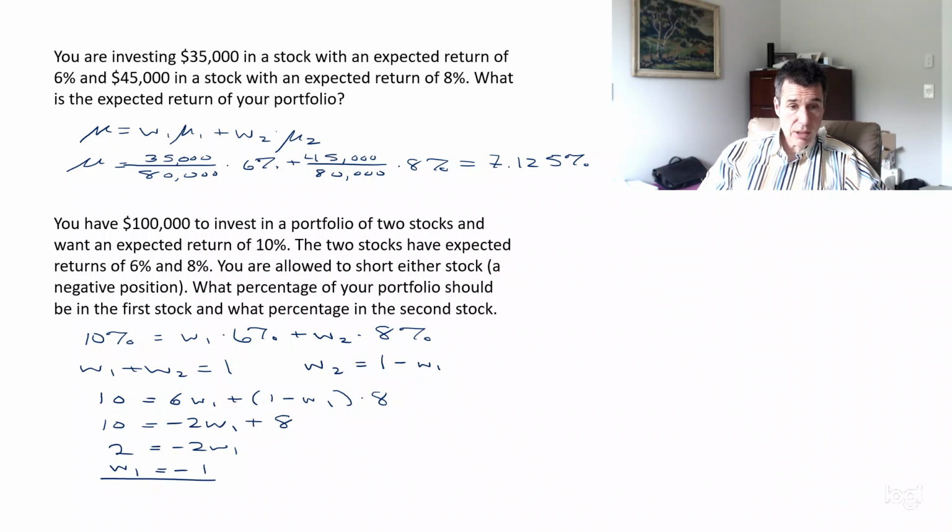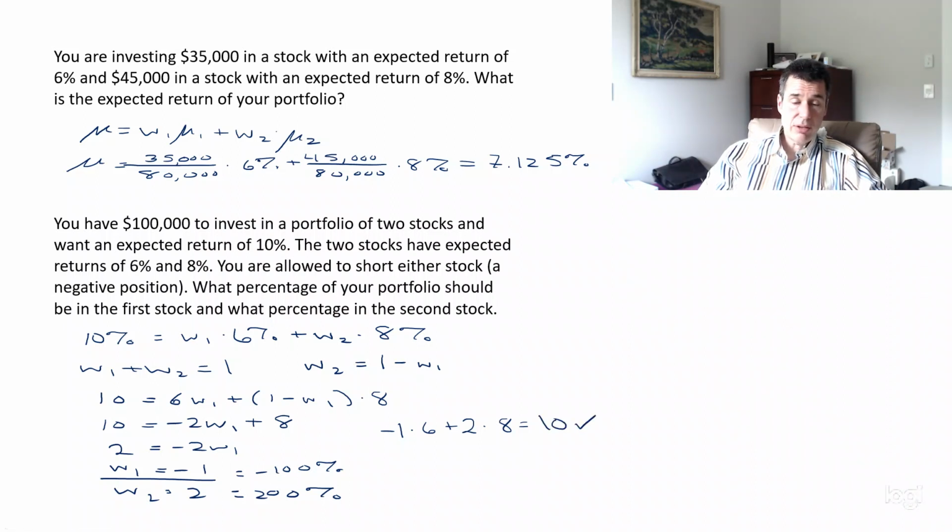When we short stock, we sell it, we receive $100,000. We're going to take that $100,000 and the original $100,000 and buy 200%. So this is negative 100%, and this is equal to 2 or 200%. We're going to buy 200% of the second stock. And let's just check. So we're saying, let's see, W1, negative 1 times 6 plus 2 times 8 is equal to 16 minus 6, 10. So that's the correct weights.